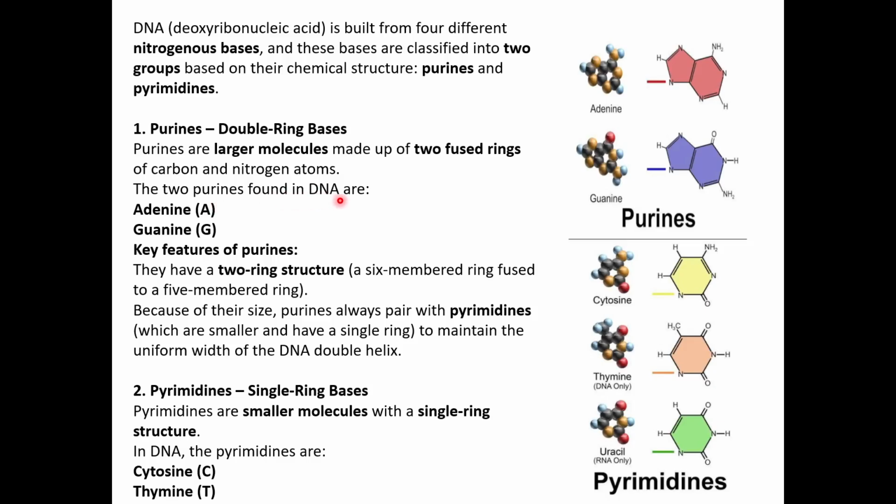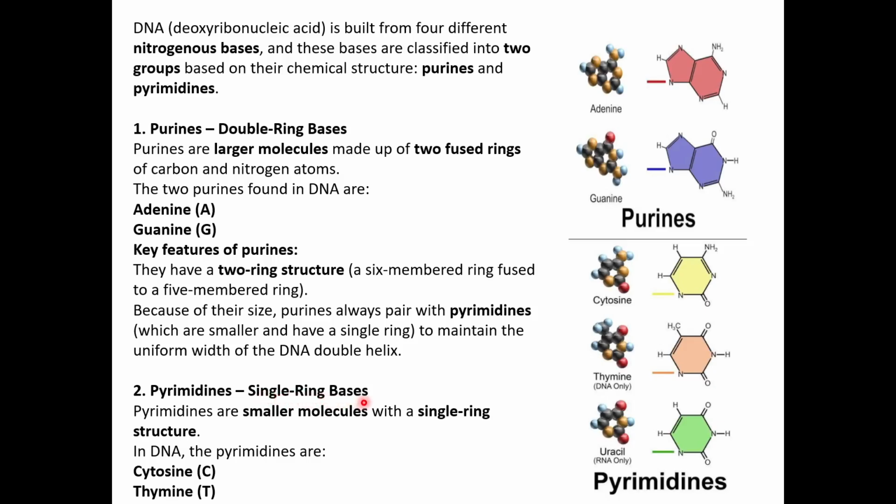The two purines found in DNA are adenine and guanine. Their main features are they have double ring structure, a six-membered ring fused with a five-membered ring. Because of their size, purines always pair with pyrimidines, which are smaller and have a single ring, to maintain the uniform width of the double helix.